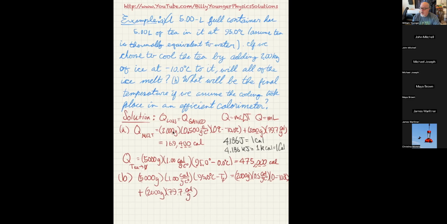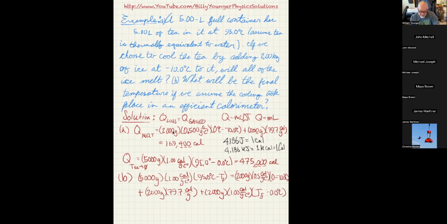And now I've gotten all the ice melted. Now it's acting like water instead of like ice. So I can now say it's going to be 2,000 grams times 1.00 calories per gram Celsius degree times, now the T final is going to be higher than 0, but the T initial is going to be 0. So I'll say T final minus 0.0 degrees Celsius, like that. And all I've really got to do is solve for T now.